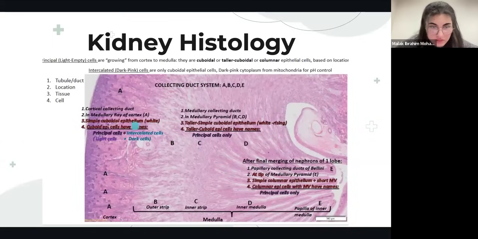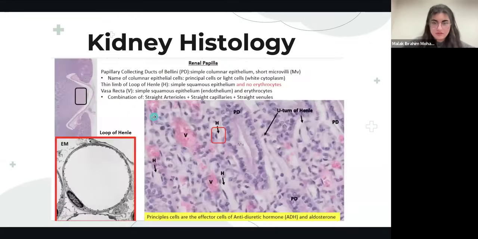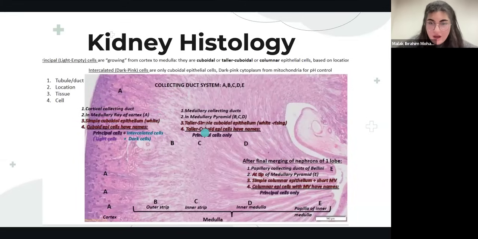Now, this is kind of the same thing, but in the cortical collecting ducts, they are simple cuboid epithelium, and they're white. The medullary collecting ducts, they are taller cuboid cells, and they have the name principal cells. Over here, it's principal and intercalated cells. The principal cells are light, whereas the intercalated cells are dark.